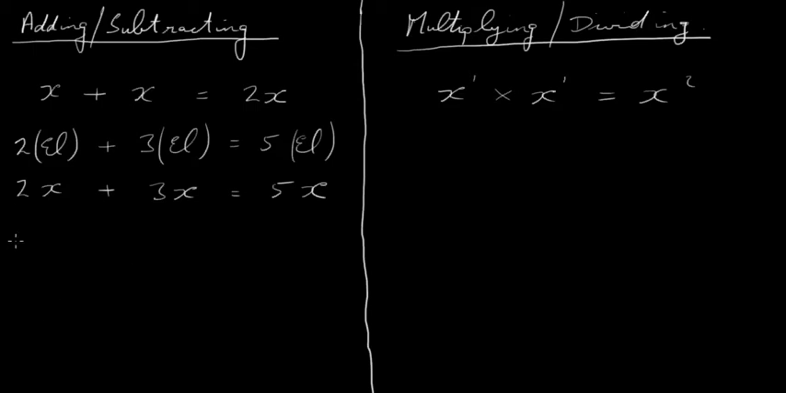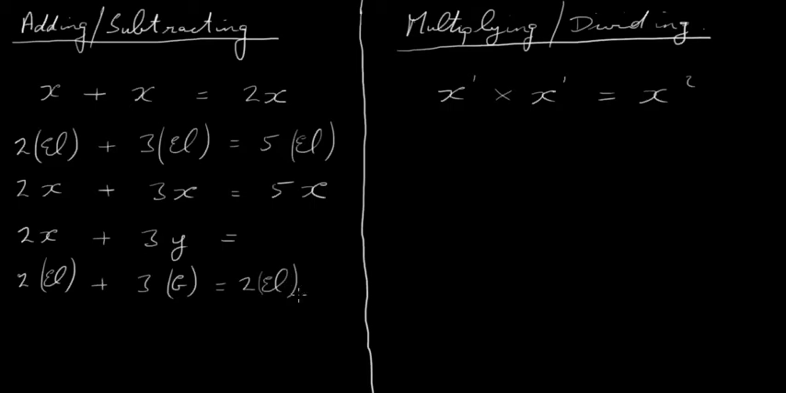Now, to bring that on a little bit further, if you have 2x and you add 3 y's, you can't add these together because they're two completely different things. It's like saying if I had 2 elephants and I added 3 giraffes, I still have 2 elephants and I still have 3 giraffes. I can't add the giraffe to the elephant. So x's and y's are completely different things. You can't add them together, so you still end up with 2x plus 3y.